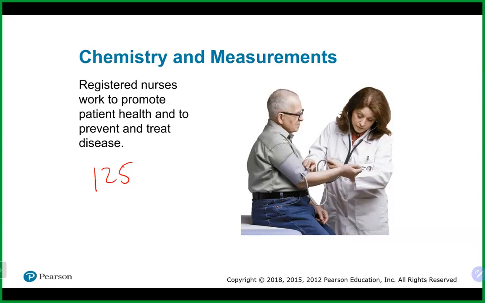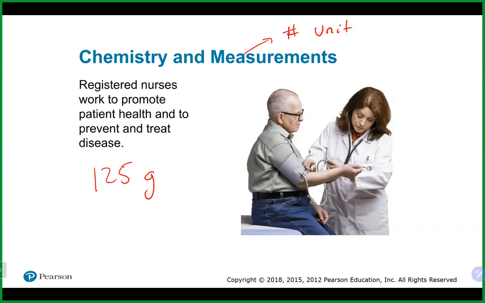So whenever you take a measurement, there really should always be a number part and also a unit. And the unit is really important. It gives people an understanding of what that number represents. So, for example, if this was 125 grams, then I know I'm talking about a mass in this particular case. So there is that frame of reference.